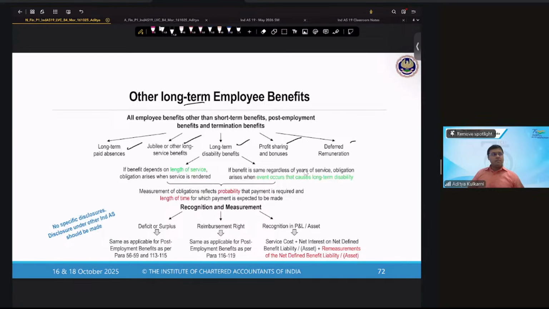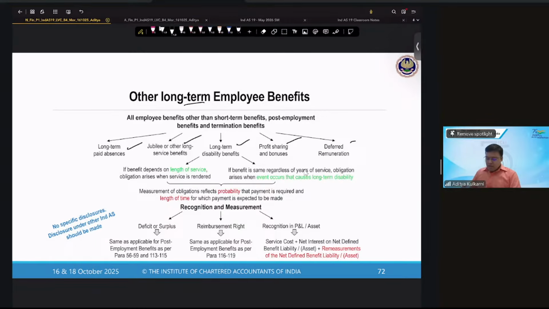This is not a short-term paid absence like what we saw. Short-term paid absences are within 1 year: you have to utilize them or they get carried forward and then lapse. This is a long-term paid absence. That long-term paid absence gets covered here.